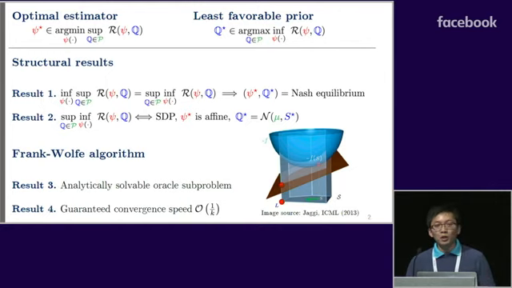Third, we are going to devise a Frank-Wolfe algorithm to solve this SDP, and we show that the Frank-Wolfe algorithm is highly efficient because the direction finding subproblem admits an analytical solution. And finally, we show that this algorithm has a theoretical convergence rate of 1/k.